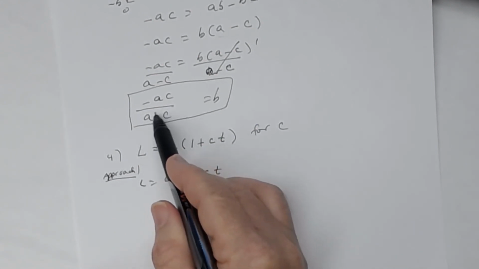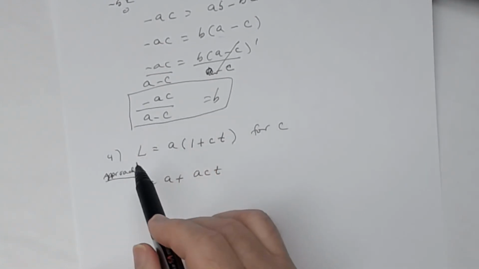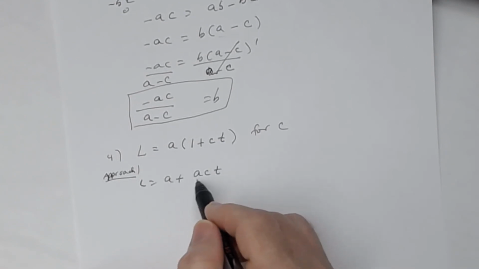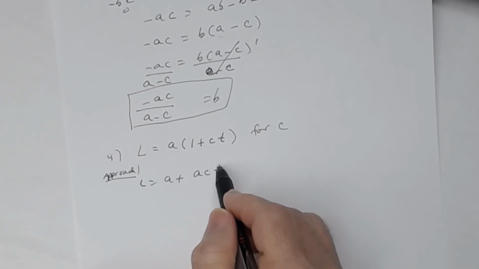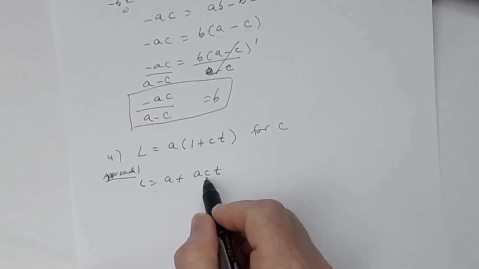So consider this a factor. The denominator has one factor, a minus c. But notice that on the right-hand side, this is the only term that has a variable c right here. Okay?